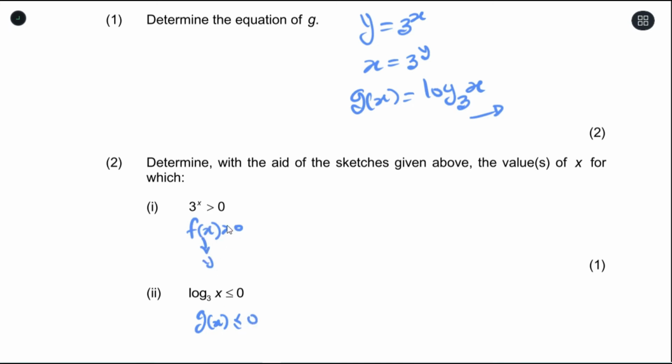So the y of this is greater than 0. And also this also represents y. The y of this is less than 0, right? So let's start with them individually.